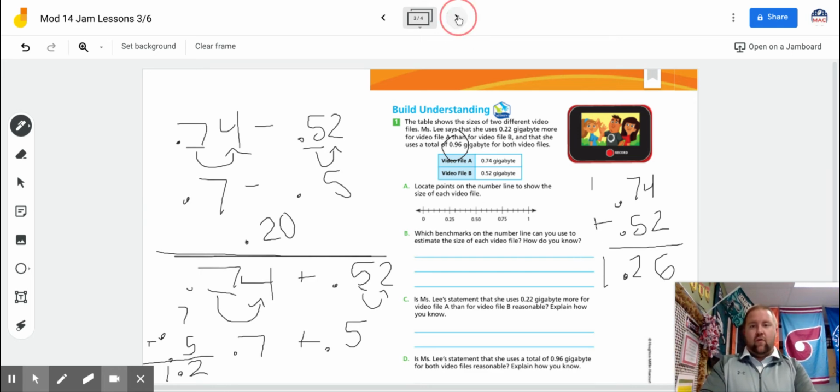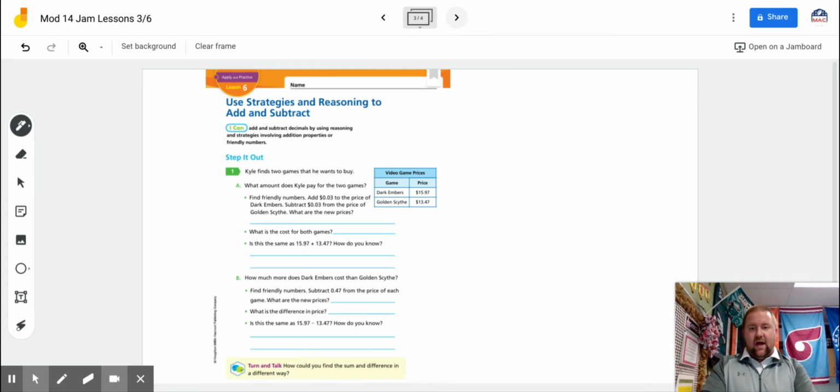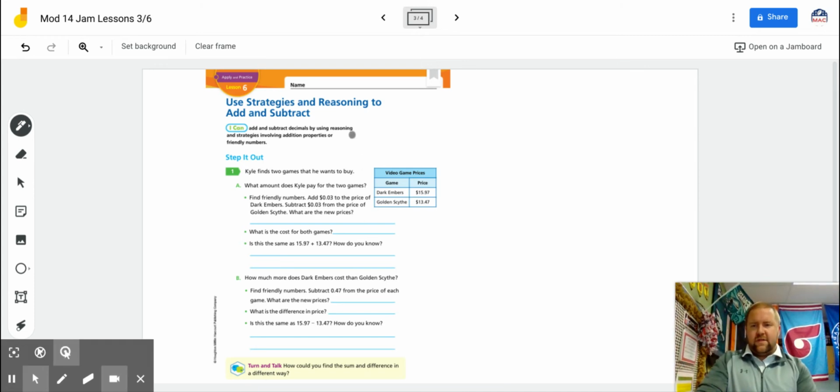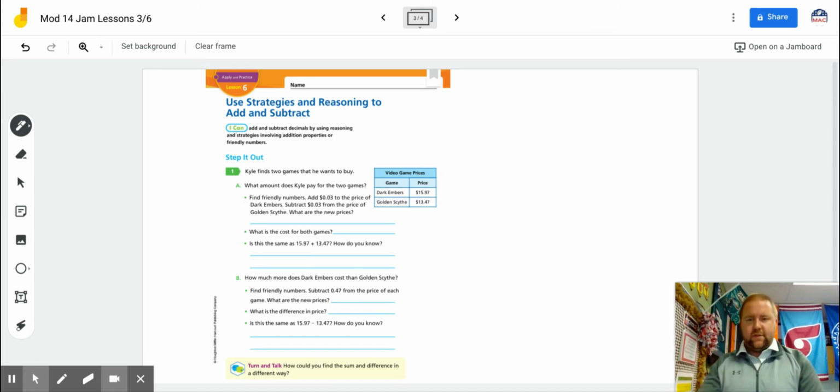Now, Module 14, Lesson 6 is similar as well, so I'm going to put these together in this video because Lesson 6 says to use strategies and reasoning to add and subtract. So when we look at this example for using strategies and reasoning, it says Kyle finds 2 games that he wants to buy. What amount does Kyle pay for the 2 games? So we want to combine them together, right?